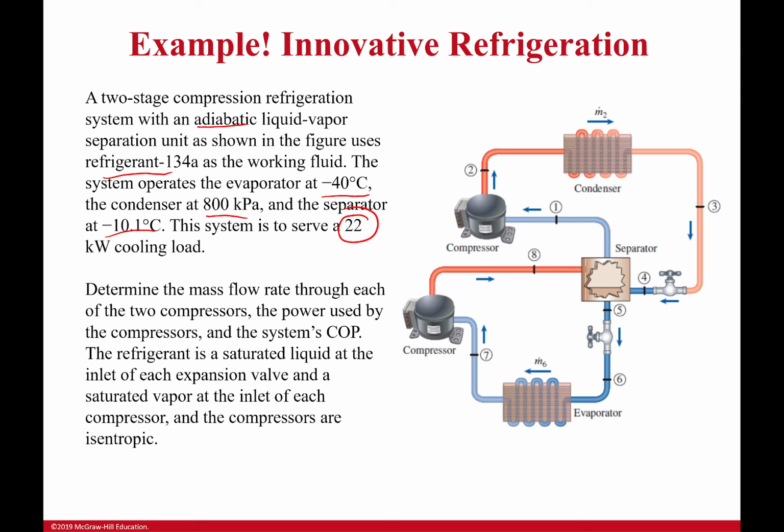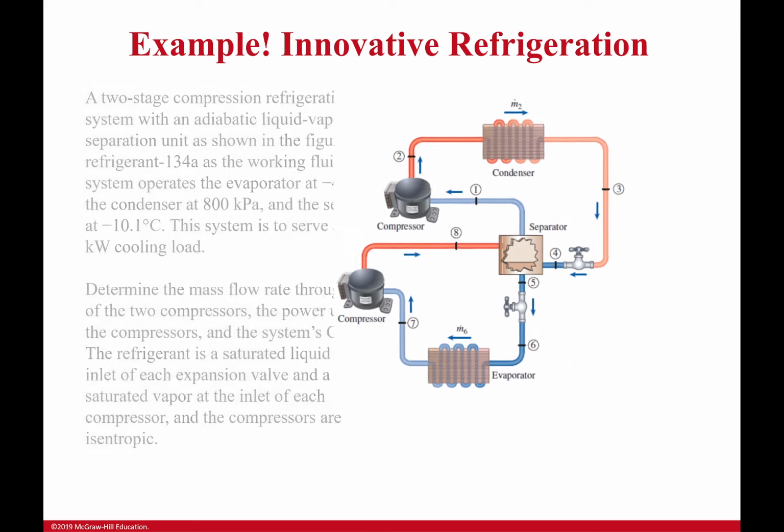Then it says some things that I really like. One, it says that it's a saturated liquid at the inlet of each expansion valve and a saturated vapor at the inlet of each compressor. And gloriously, the compressors are completely isentropic. Are they really isentropic in real life? No, but this will give us an upper estimate rather than a more accurate estimate. So you can't beat this for these particular settings.